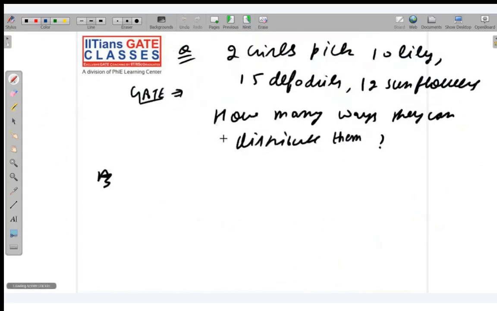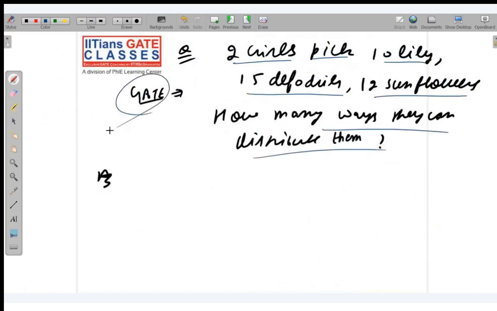Okay, so next is, 2 girls pick 10 lilies, 15 daffodils, and 12 sunflowers. How many ways can they distribute them? This is a GATE question. The only problem in this question was that they have not given the word identical or distinct. I have told you by default we have to take distinct. But here, if we take distinct, then we will not be able to find the answer in the GATE exam. Options were there, so according to options, we have to guess. Sometimes we have to guess according to options also.